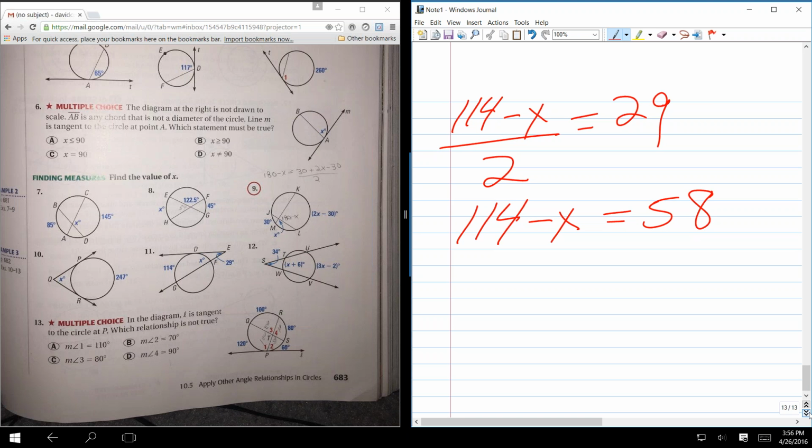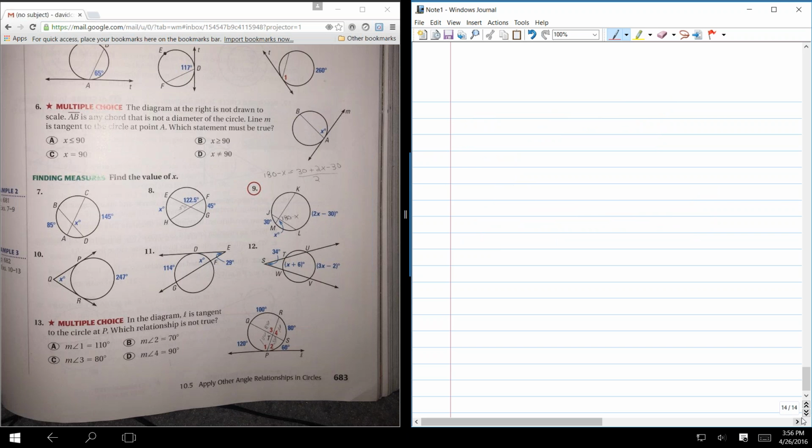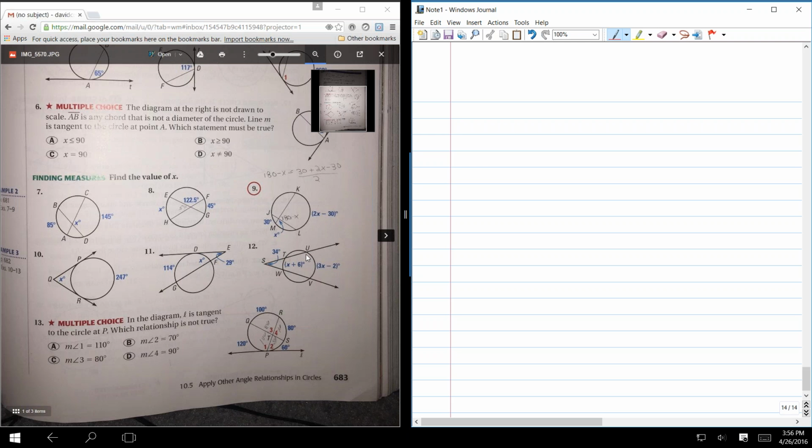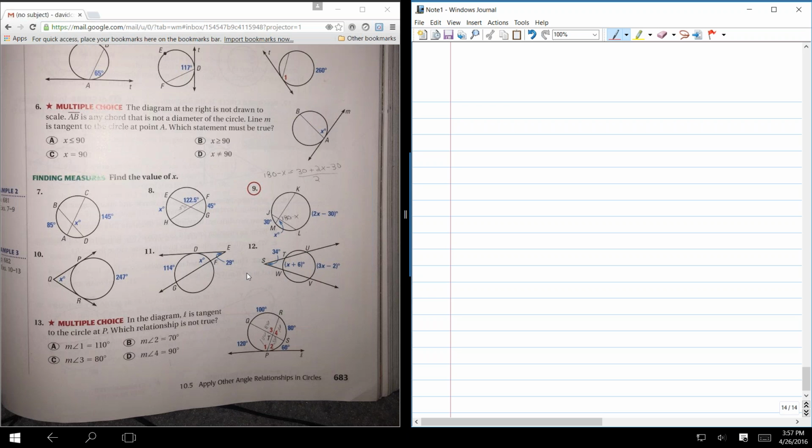Okay. What equation can you write for number 12 using exactly the same principle with two secant lines instead of a secant and a tangent? In other words, it doesn't matter. All three of these are the same. You just have to figure out the two arcs that are subtended. So what's the equation on 12?